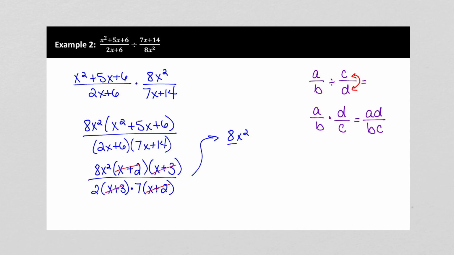8x squared over 2, and 8 divided by 2 is 4. 4x squared. Oh, I forgot my 7. 2 times 7. So 4x squared divided by 7 is actually our simplified answer. And that concludes week 1.